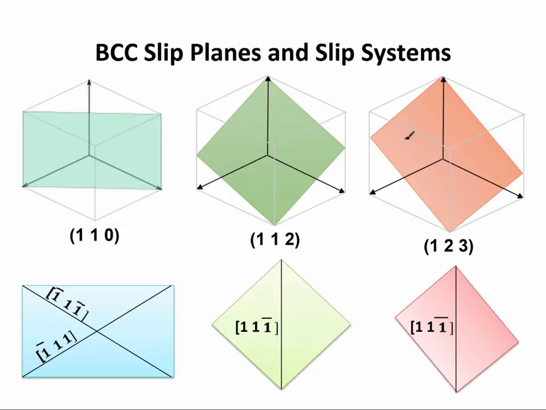You can see that although these planes look different, each of them does have at least one body diagonal. So the 110 plane and that family of planes will have 2 body diagonals here. The 112 plane has a body diagonal here, and the 123 plane has a body diagonal here.